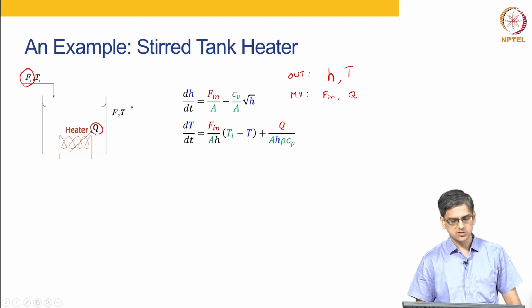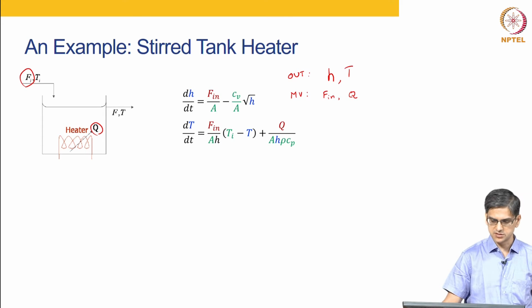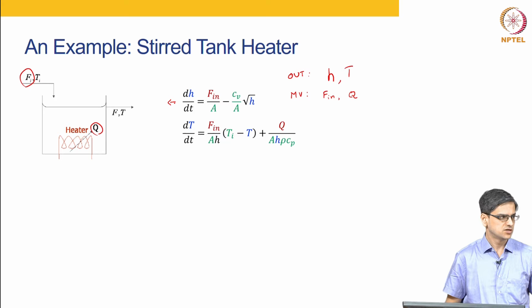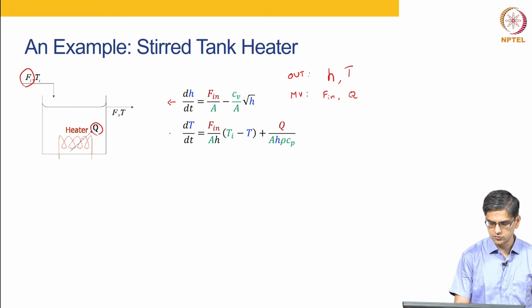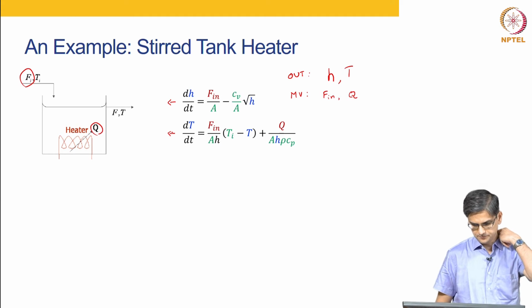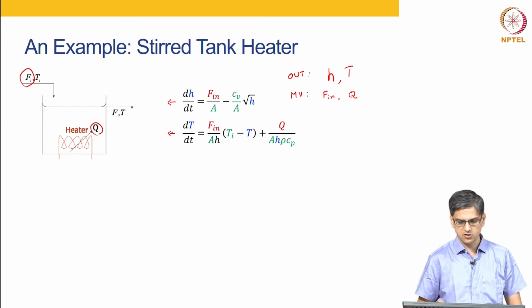So, based on this we need to get models. This is going to be a MIMO system, right. If you do the overall mass balance or volume balance on the system, you get this equation, and if you do an energy balance, you will get an equation of this type. Now, these equations are non-linear in nature. How come the first equation is non-linear?